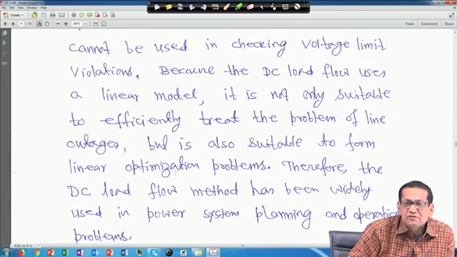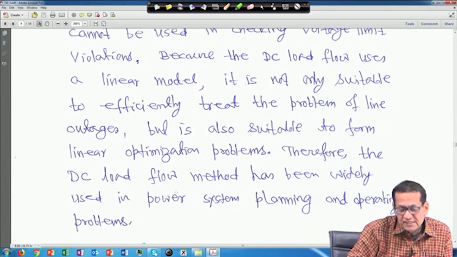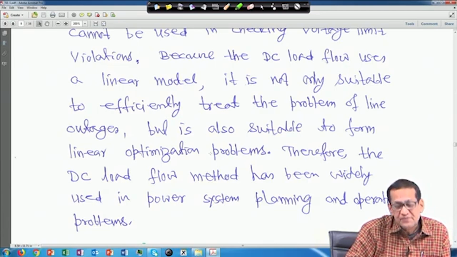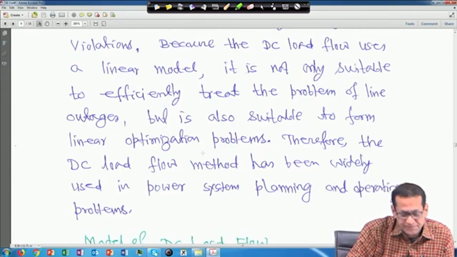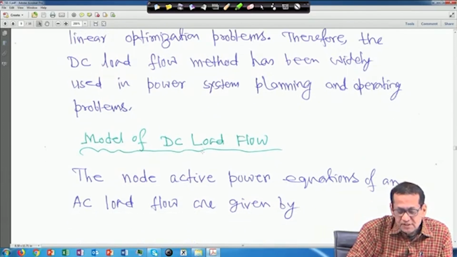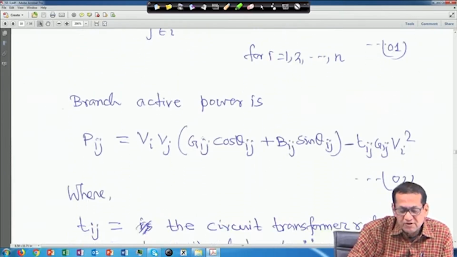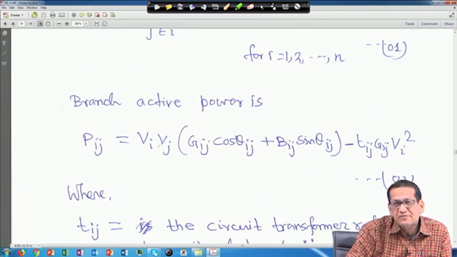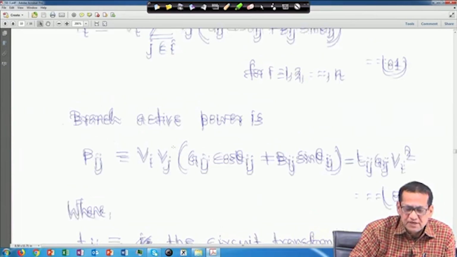So, there is no iterative method, so you get the solution directly. Therefore, the DC load flow method has been widely used in power system planning and operating problems. Here also, for state estimation, we will see DC load flow first. Now, the model of DC load flow. The node active power equations of an AC load flow are given by the following. Different books have different conventions, so here I have taken one convention. Whatever convention is there, you can take it, no problem.